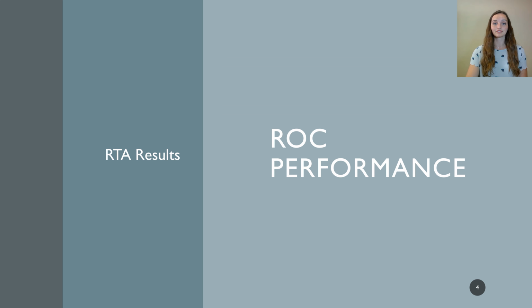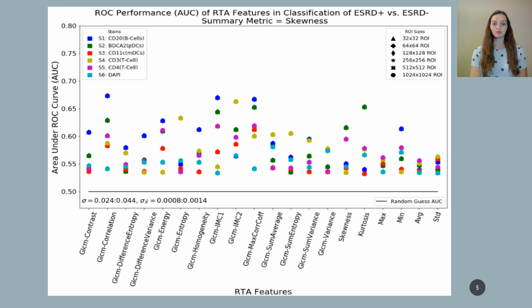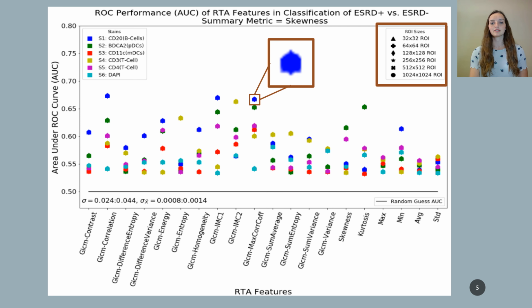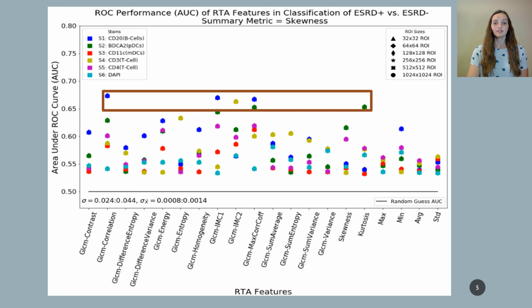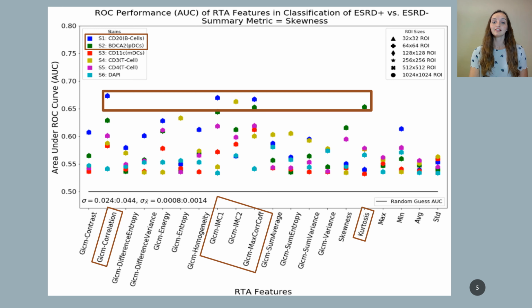Here are some of the results. This plot is for the skewness summary metric. Stains are indicated by color, and ROI sizes are indicated by shape. If we zoom in on one of these plots, we see that this is actually an overlap of the 6 different shapes, meaning that ROI size does not impact ROC performance. There are 6 AUC scores above the 0.65 threshold, which is statistically better than the 0.5 guessing. These come from stains 1 and 2, CD20 and BDCA2, and the highlighted RTA features on the x-axis.